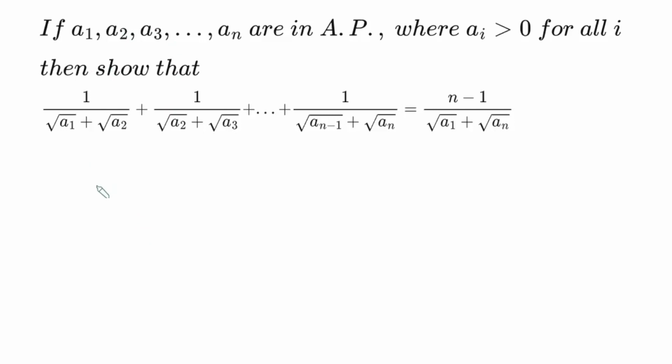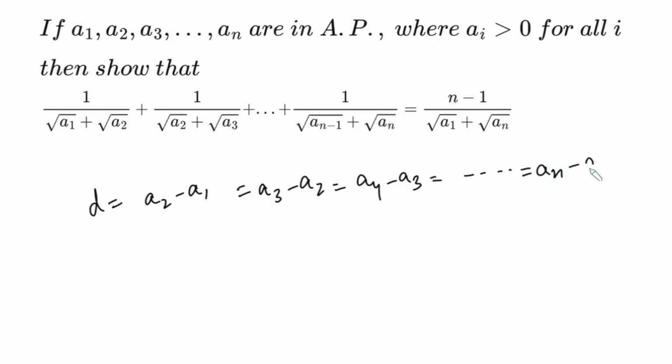From an AP, the first thing that comes to mind is the common difference. So here the common difference will be equal to either a2 minus a1, or a3 minus a2, or a4 minus a3, or so on, up to an minus a(n-1). So d is equal to all of them.